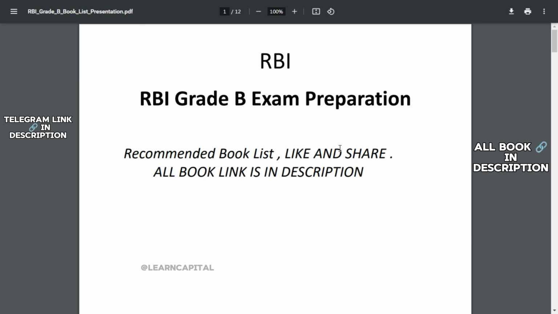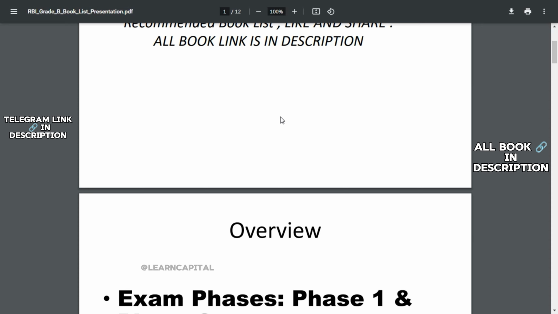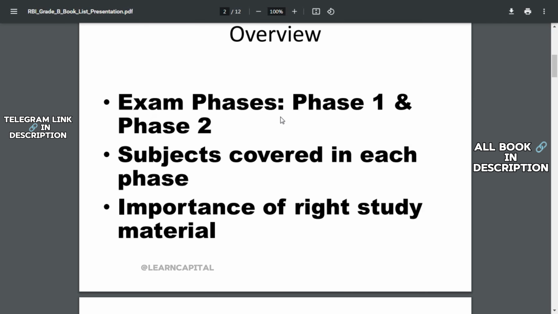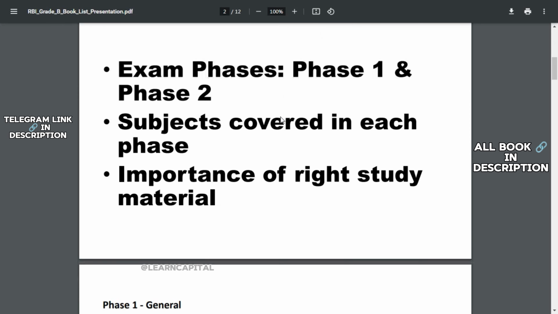Today, the topic is the book list for RBI Grade B exam preparations. Okay, now let's dive into the topic. First, the overview. There is phase 1 exam, phase 2 exam, interview, and the subjects covered in each phase.